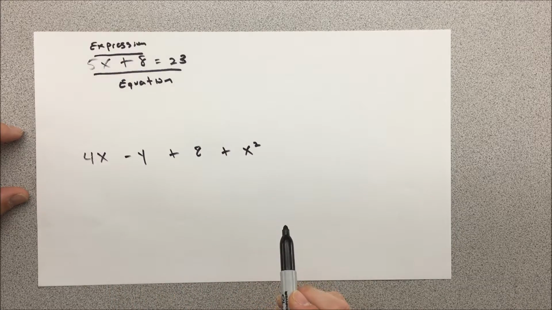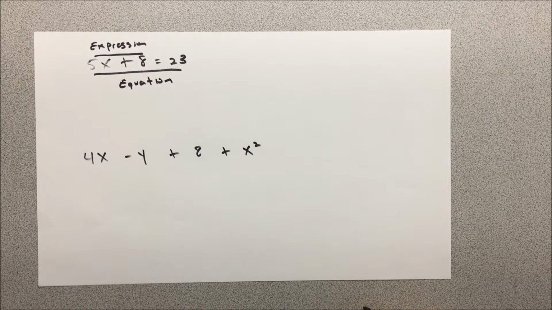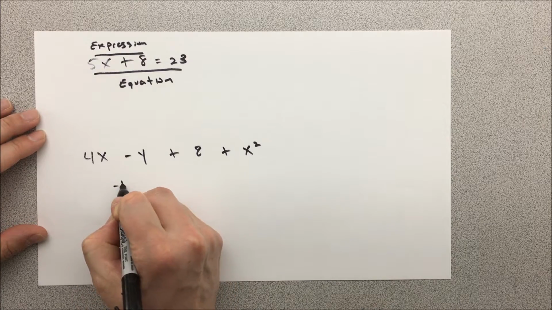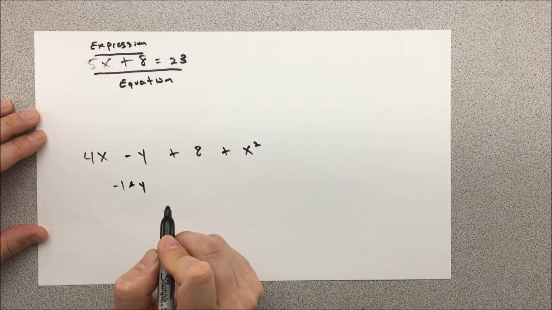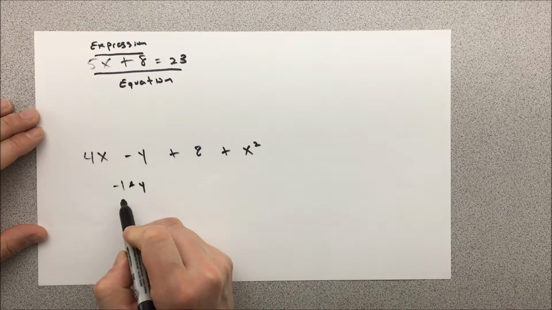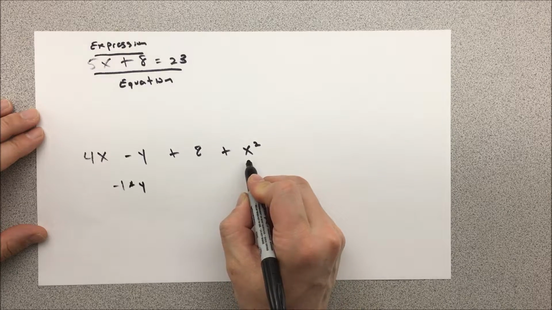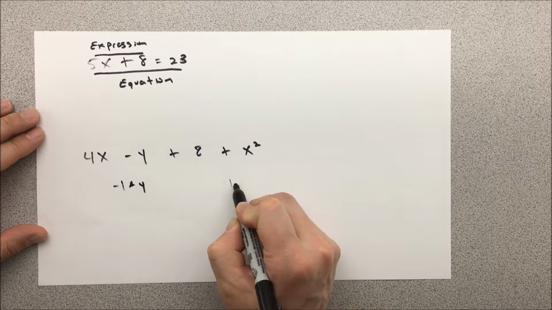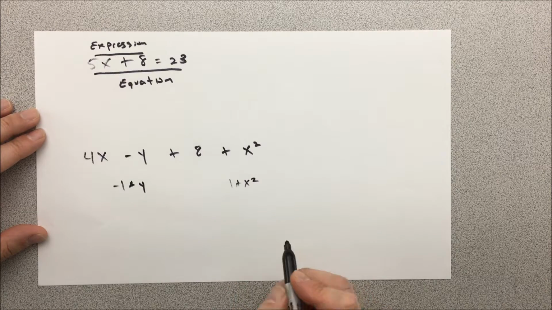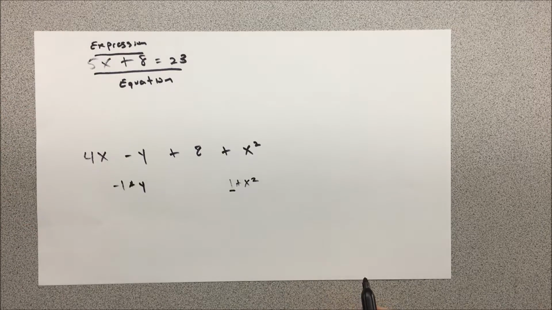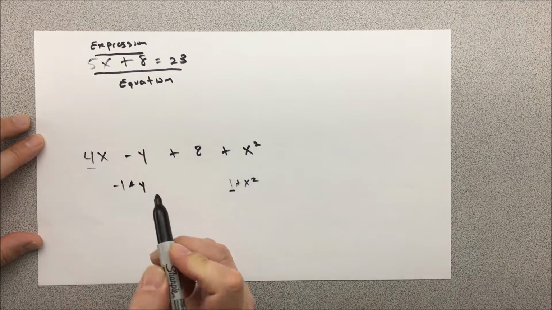with this plus sign. A variable that is a term has a coefficient, or a number that is in front of the variable. So again, in this case, this negative y is the same thing as negative 1 times y. So therefore, the coefficient is negative 1. In the same way, x squared is the same thing as 1 times x squared. So therefore, the coefficient in this case is 1. For the term 4x, the coefficient is 4.